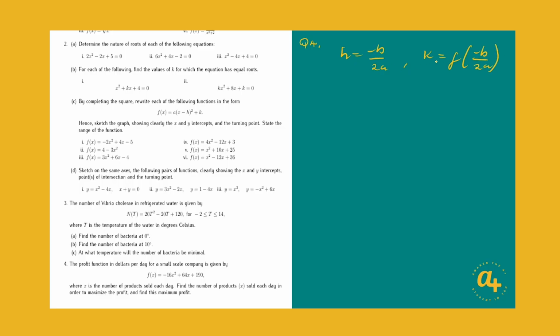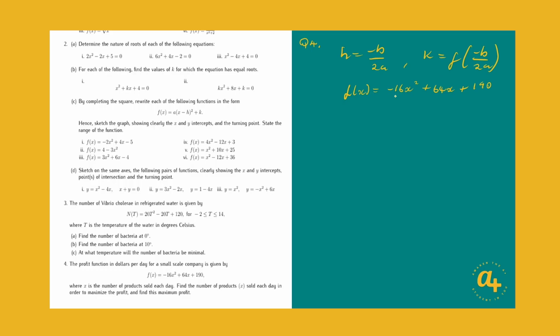So we already explained the meaning of this in the previous question. We're just going to jump straight into solving our question. So we're going to write down our function here, which is f of x equals negative 16x squared plus 64x plus 190. So this is what we have here.